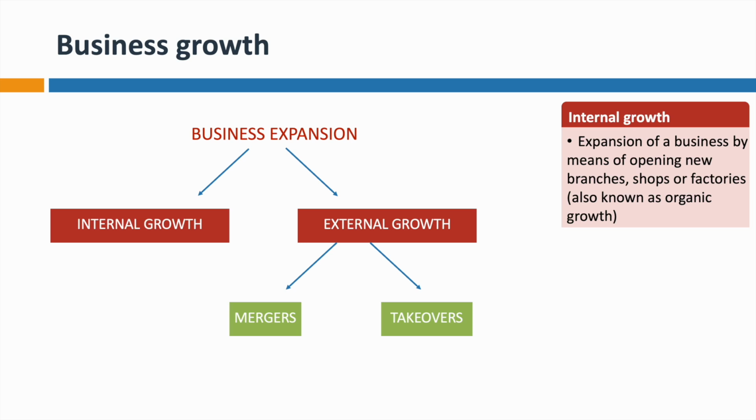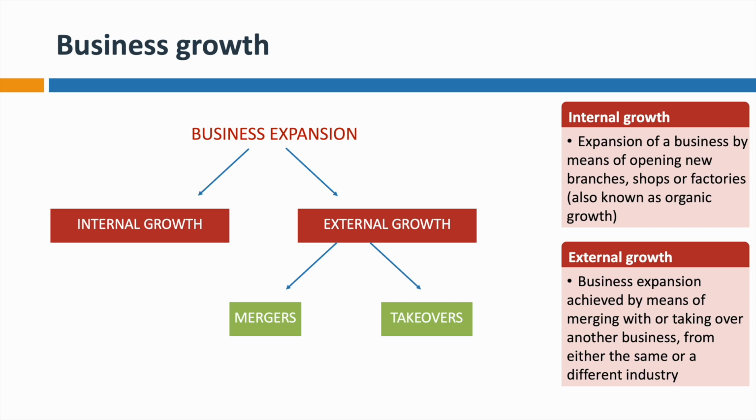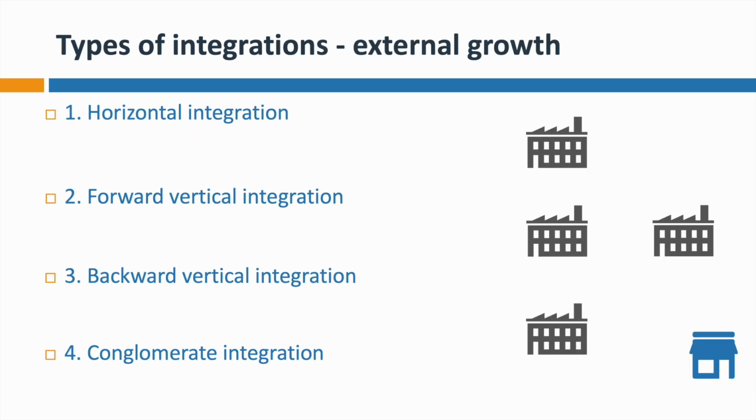And the second type of business expansion is external growth. That can happen by either merging or taking over another business, either from the same or a different industry. Now, there are different types of integration when we're talking about external growth.